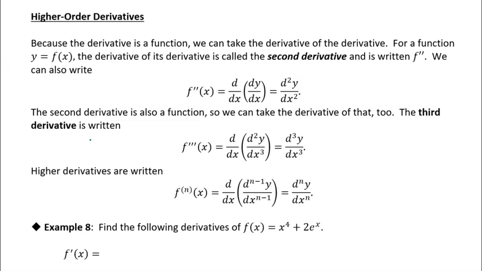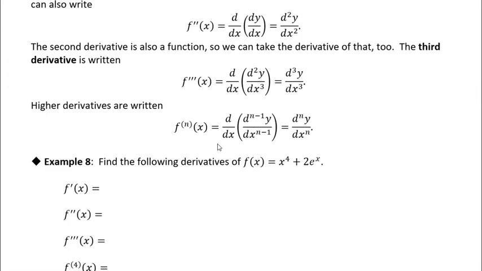Now for anything higher than the third derivative, it's just too cumbersome to use all those prime symbols. So what we do is we put the number of the derivative in parentheses. Like here, it's the nth derivative. This little n in parentheses denotes that it's the nth derivative of x. Or we can use the Leibniz notation.